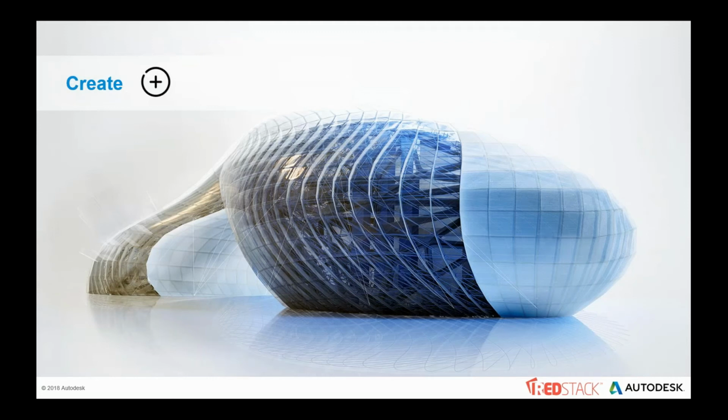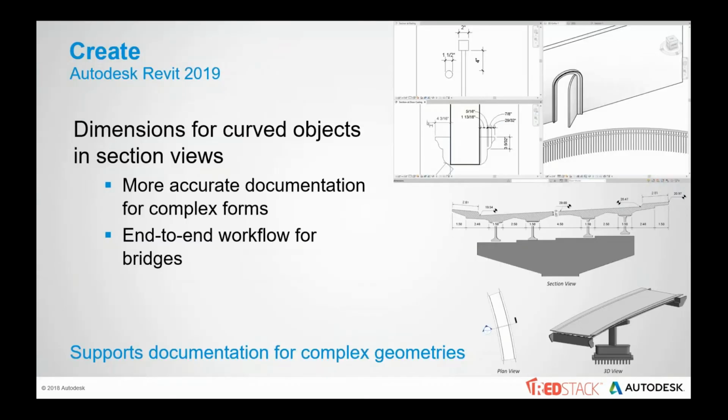Let's get on to Create now and look at the Create theme, which is functionality that helps users efficiently create information that better captures design intent. So the first one we're going to get into is dimensions for curved objects in section views. Dimensions now work on view-specific geometry such as edges and points created by a view cut plane. Enhances the workflows of producing documentation for fabrication and site installation of complex 3D elements.